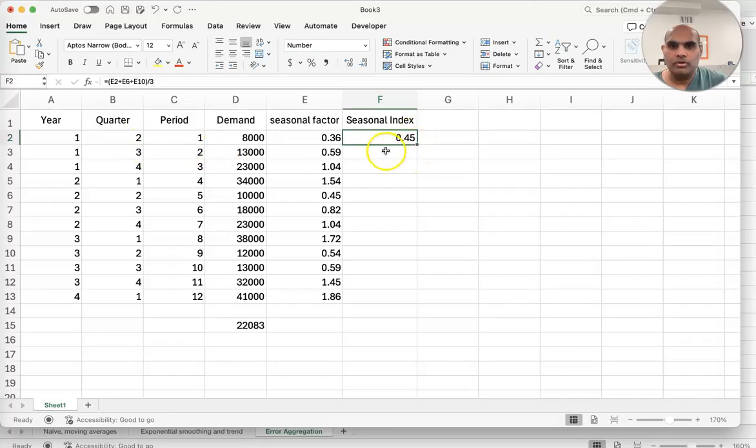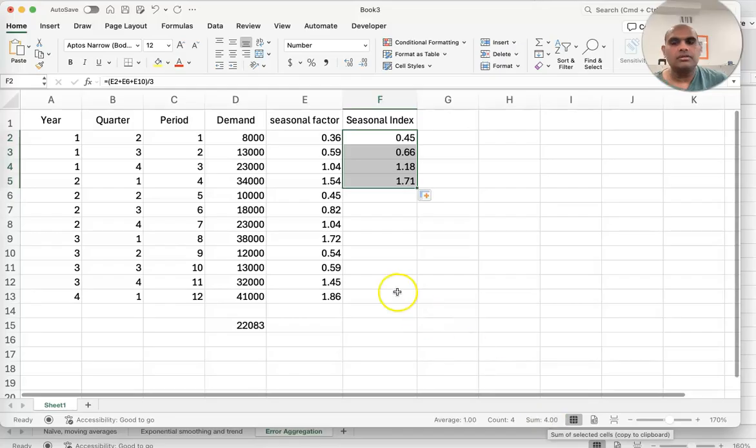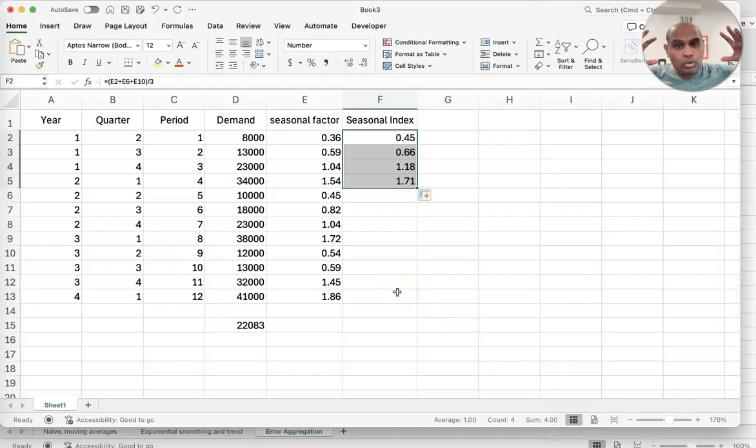Similarly, I can do it for Q3, Q4, and Q1, and I only do it once, so I have one for each season. Now, a few things to notice. All of these numbers will add up to 4 exactly. What you're essentially saying is that if I look at the whole year's demand as a total and divide it up equally into my 4 seasons, then my seasonal index would be 1, 1, 1, 1.